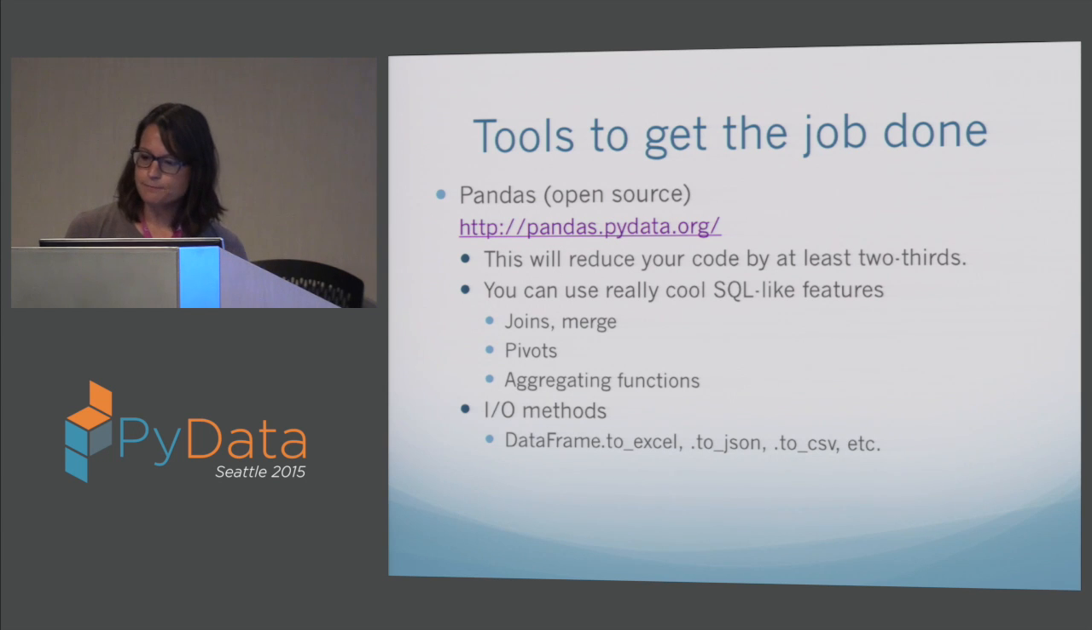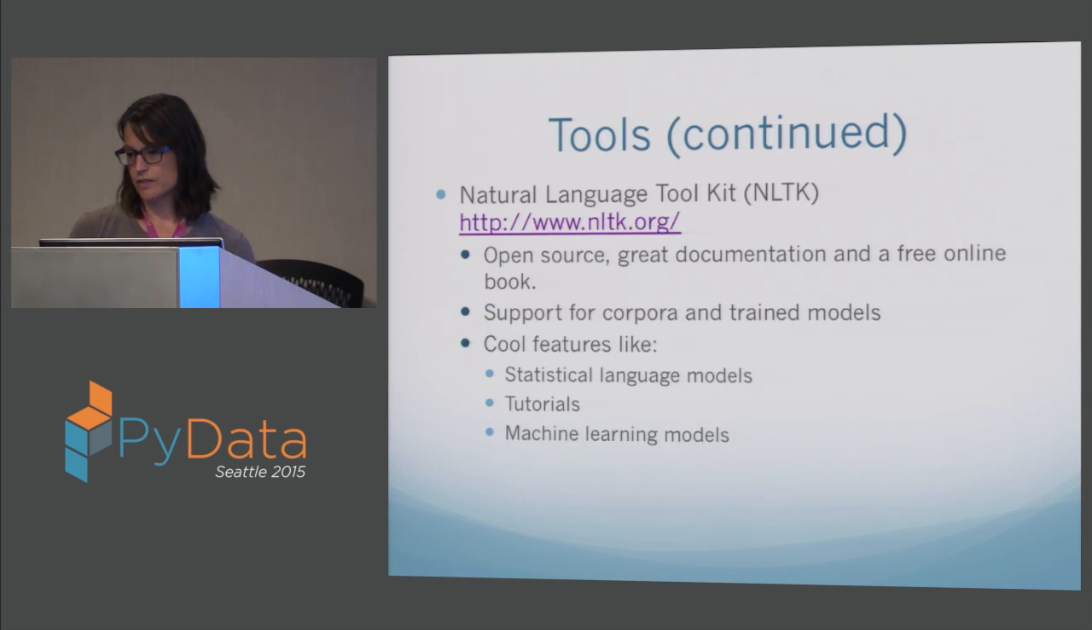Tools to get the job done. Pandas will reduce your code by at least two thirds. My first script was with just vanilla Python, and then I learned pandas a little better and I was like, oh my gosh, why didn't I learn this earlier? It has really cool SQL-like features: pivot tables, joins, merges, aggregating functions, and the input-output methods are really tight too.